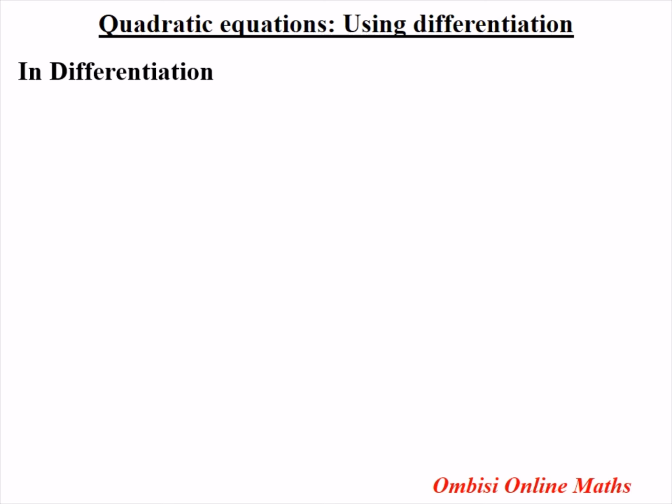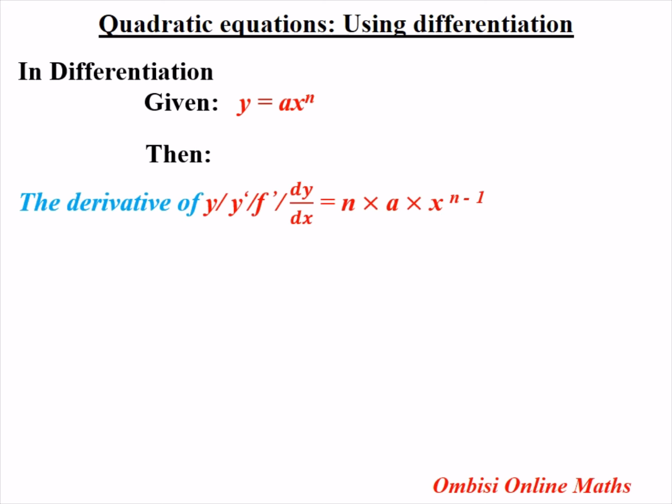Now, in differentiation, we know that if you are given any equation y equals ax to the power of n, and you differentiate this, that means you find the derivative of y, then dy/dx equals n times a times x raised to the power of n minus 1. We bring the power before the number, pre-multiply before x, then subtract 1 from the power. That's how you carry out differentiation to find the derivative of a function.